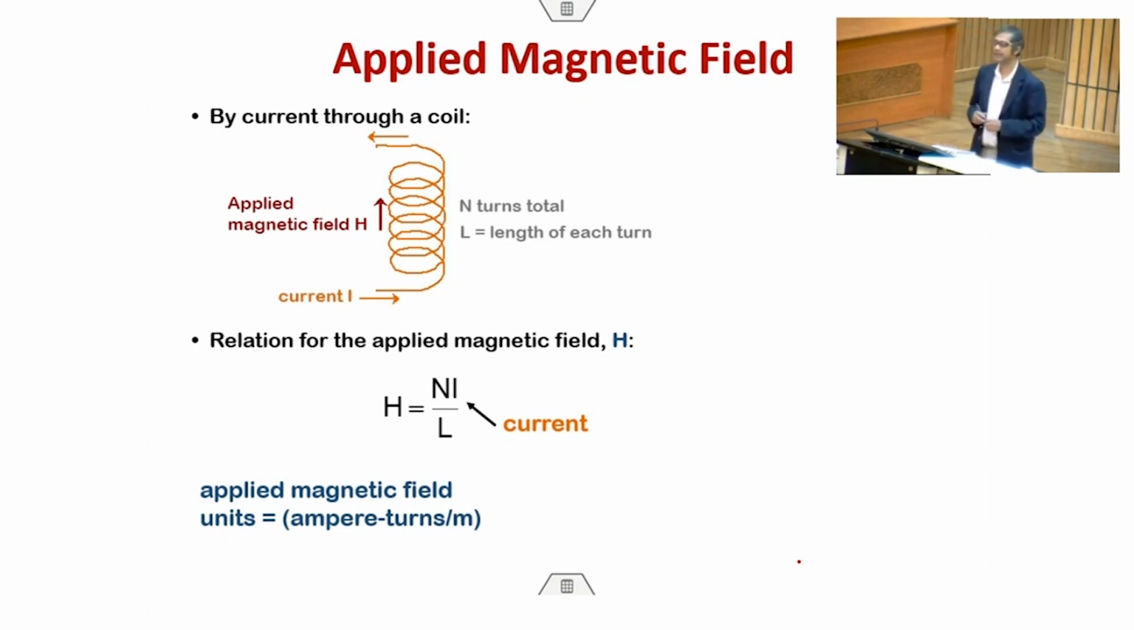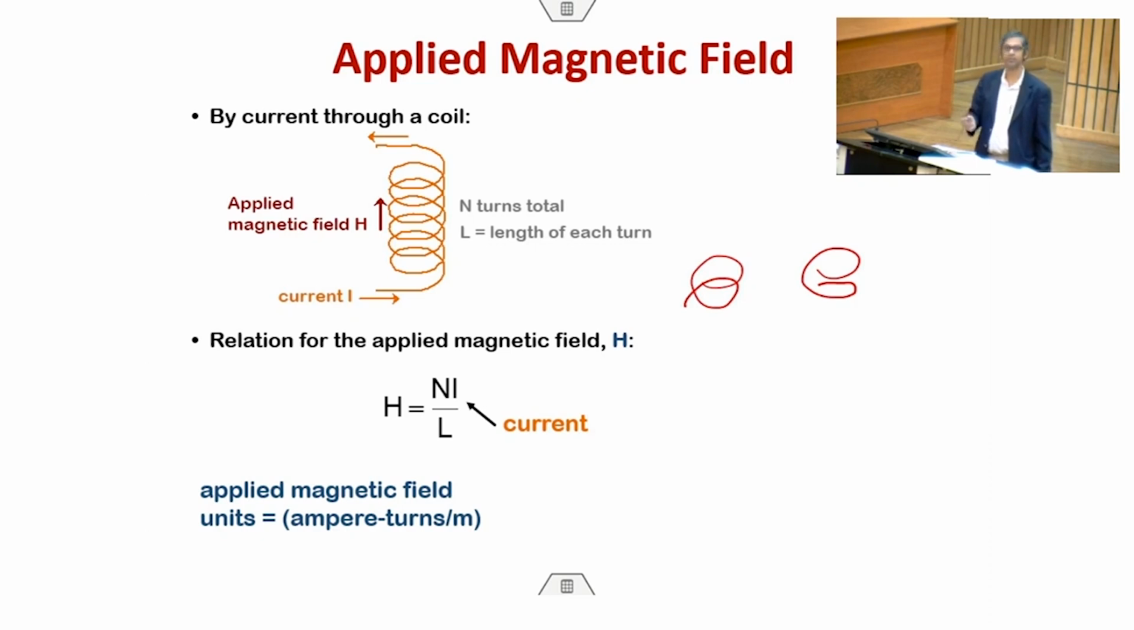As you know, if I pass a current through a coil, we can generate a magnetic field. It depends on the number of turns and the length of each turn. So, the relationship between the applied magnetic field and the current is given by H equals Ni divided by L. Here N is the number of turns, i is the current, and L is the length of the coil. You can see there are many turns. This is one turn; it goes and comes back just like this. So, you can calculate the applied magnetic field because of this current flow.